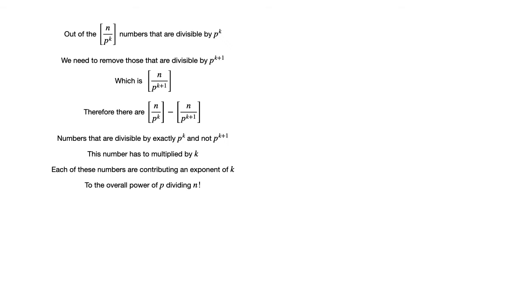This requires the simple observation that out of the box n upon p to the k numbers that are divisible by p to the k, we need to remove those that are divisible by p to the k plus 1, which is box n upon p to the k plus 1. Therefore, there are box n upon p to the k minus box n upon p to the k plus 1 such numbers that are divisible by exactly p to the k and not p to the k plus 1. This number has to be multiplied by k as each of these numbers is contributing an exponent of k to the overall power of p dividing n factorial.